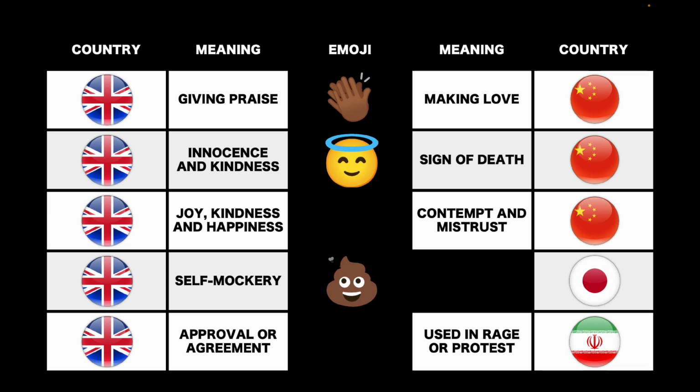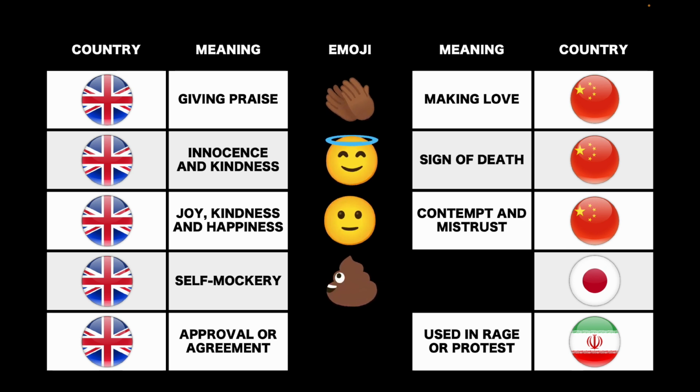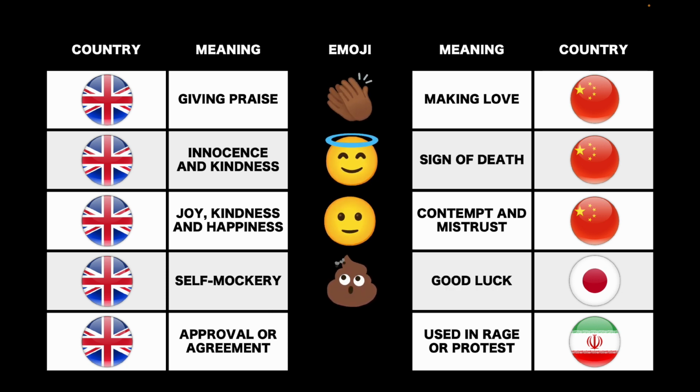Innocence and kindness. What emoji refers to joy, kindness, and happiness in Great Britain, but means contempt and mistrust in China? It's the smiling emoji. Then we have the poo emoji, which refers to self-mockery in Great Britain, but what does it mean in Japan? It means good luck. And then finally, we have an emoji that refers to approval or agreement in Great Britain, but is used in rage or protest in Iran and other Middle Eastern countries. What is that? It's the thumbs up emoji.